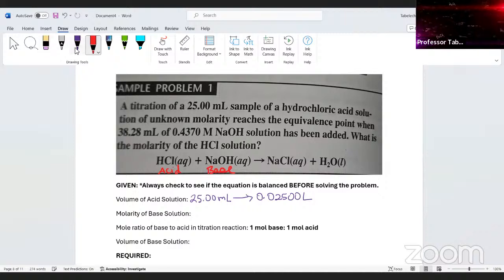So did they give you the molarity of your base? Yes, they did, right here. Okay, let me highlight that for you guys. 0.4370 molarity sodium hydroxide, okay? So that is your base right there. So let me write that in, 0.4370, okay? That is your molarity.